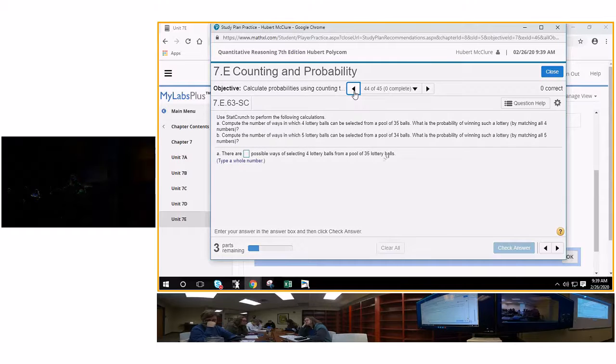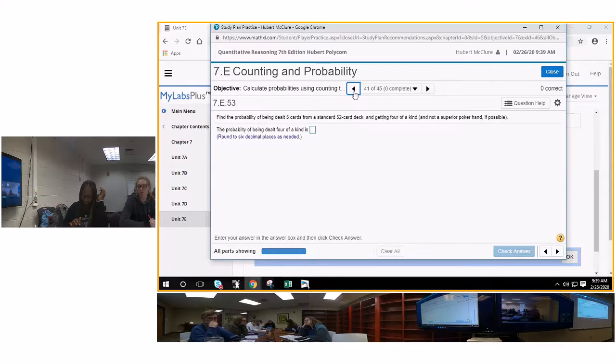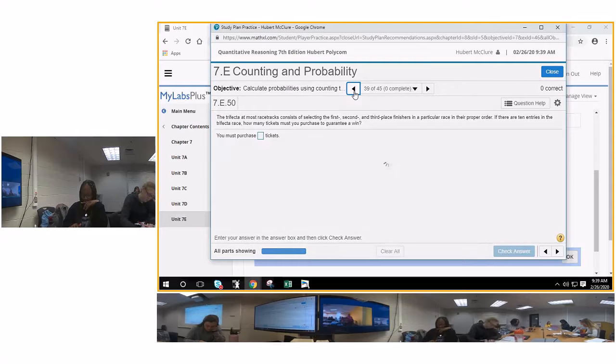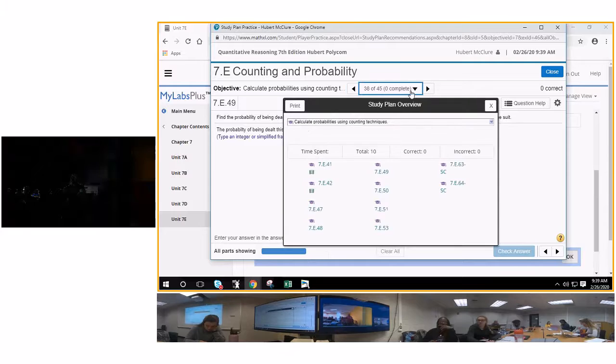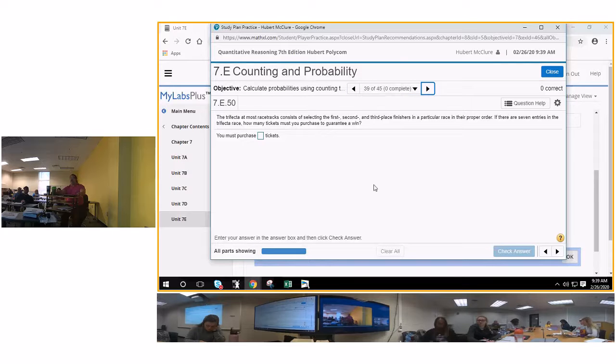This is 7A, right? Yeah, this is 7A. Okay, there's one. All right, there is a test question. What is a trifecta in any race? Three. First, second, and third. The top three. A trifecta at most racetracks consists of selecting the first, second, and third place finishers. If there are seven entries in the trifecta, how many tickets must you purchase to guarantee a win?